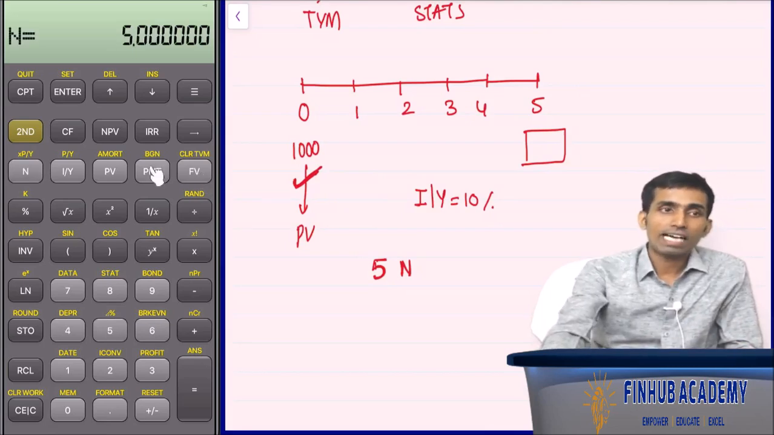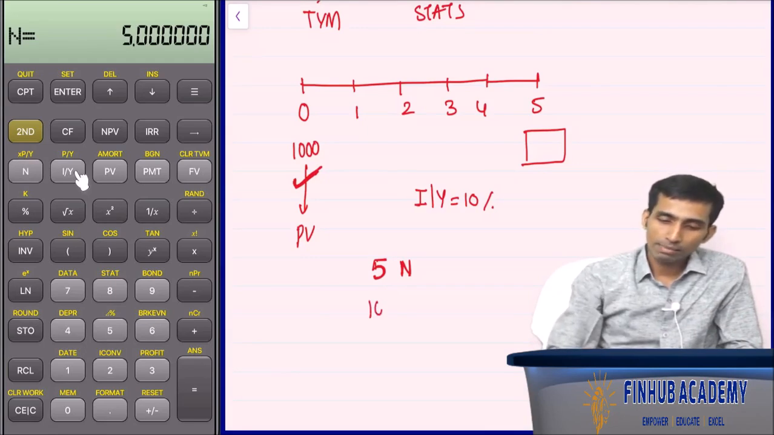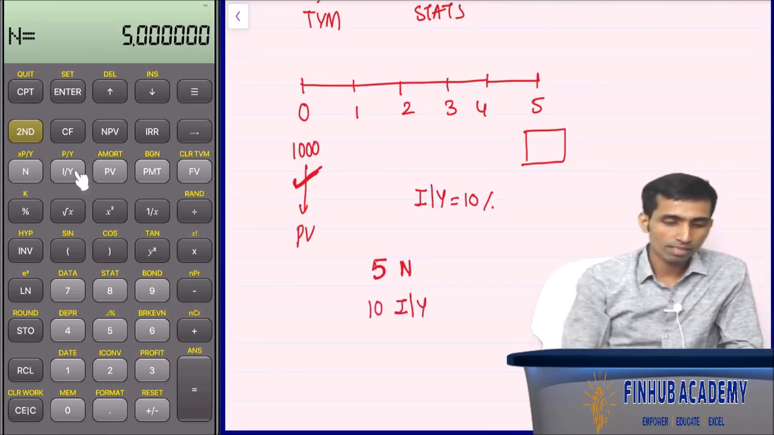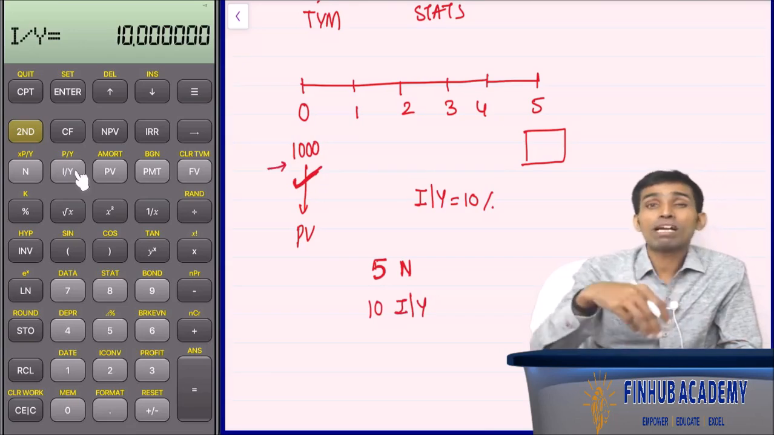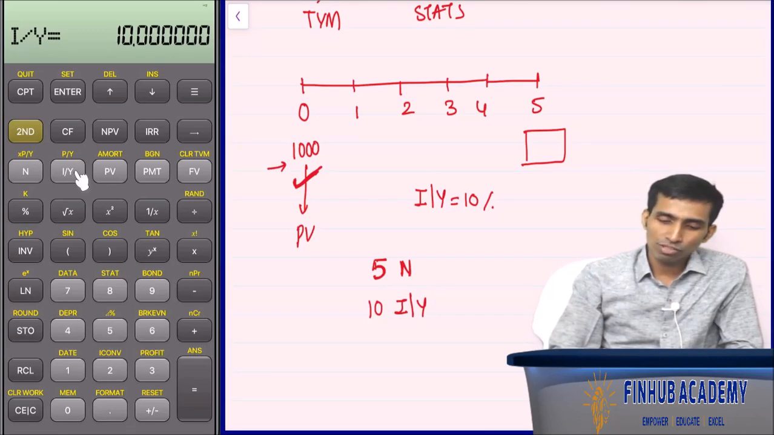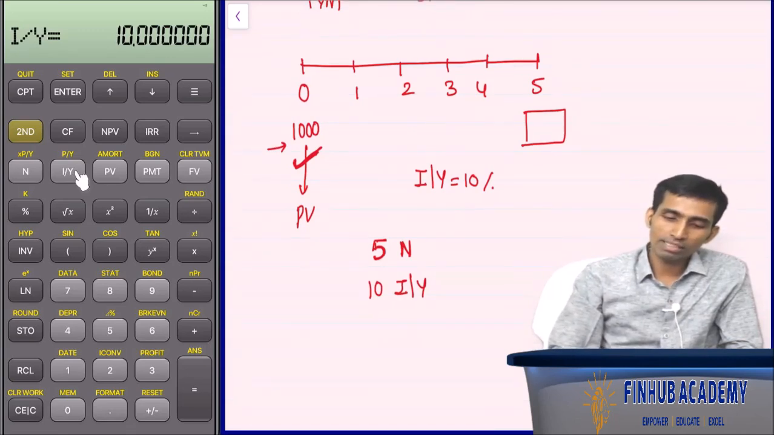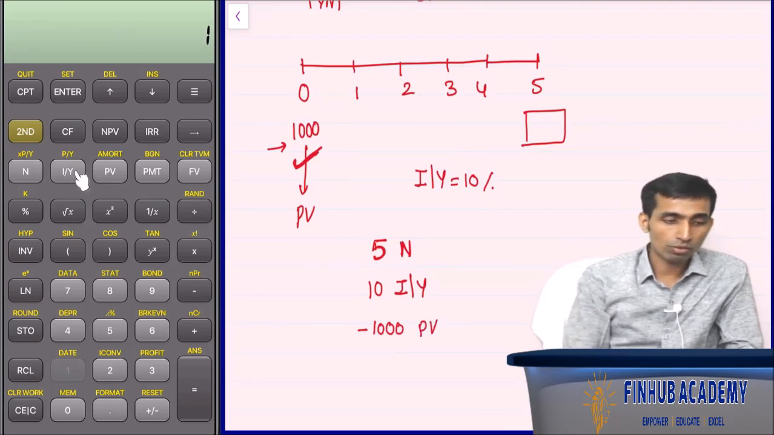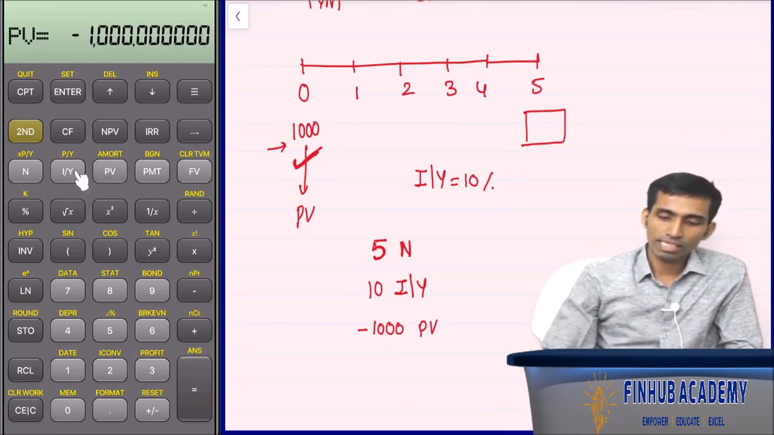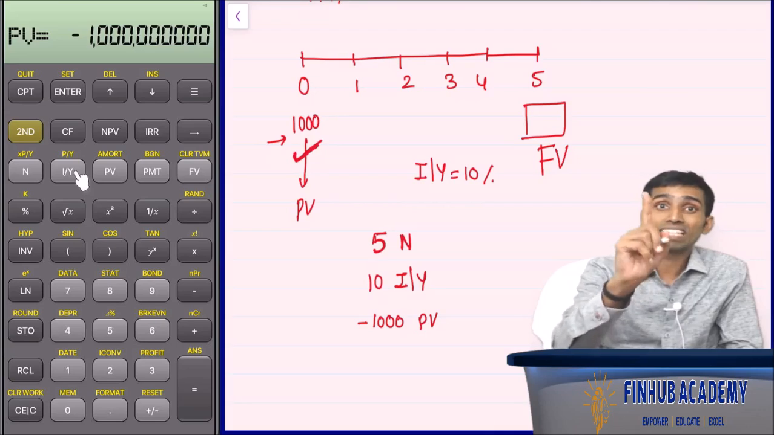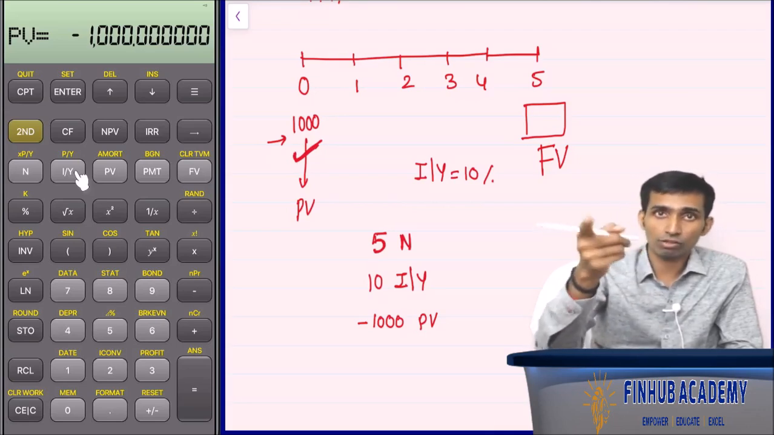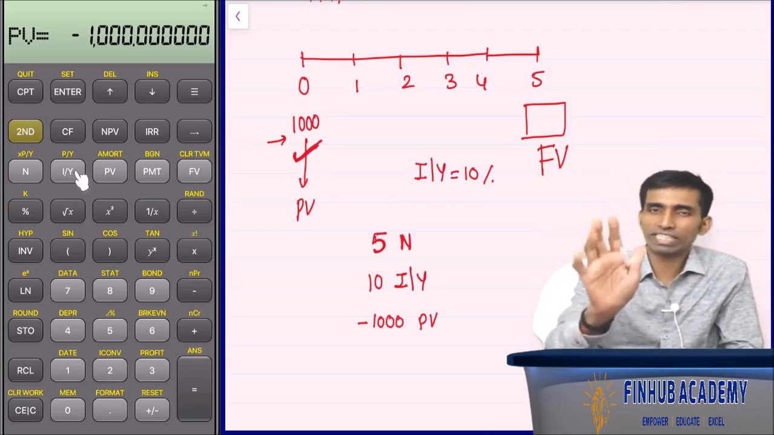Second key here is I/Y. I will press 10 I/Y. Okay, this is my present value, this is my outflow, I am investing. So generally we should make a habit that this should be minus. So I will press 1000 PV, then I'll press plus minus, then this is my PV. And then I want to compute the future value. I'm not writing anything in PMT, I'll come to that part later. PMT will be 0, don't feed anything.